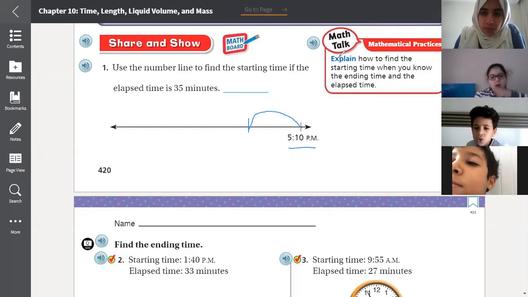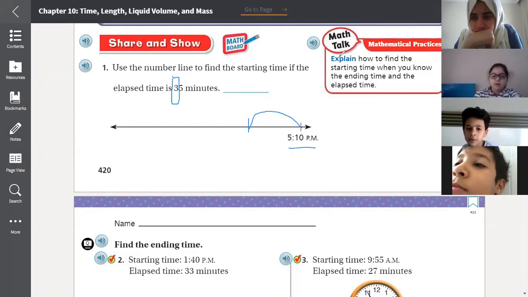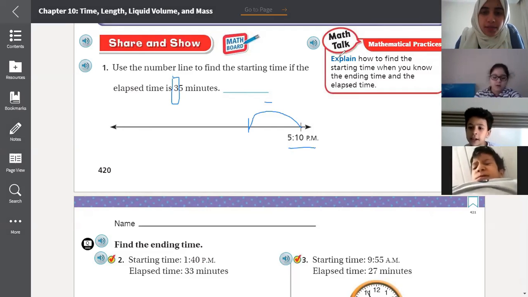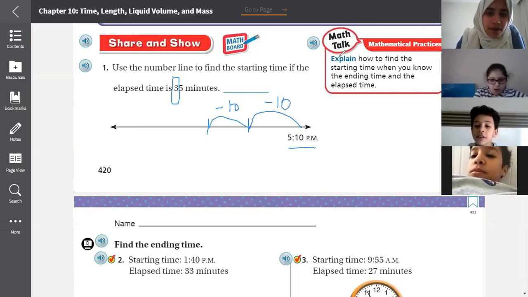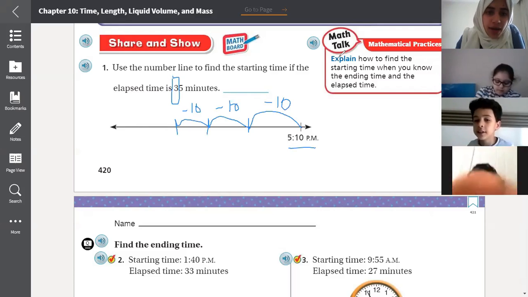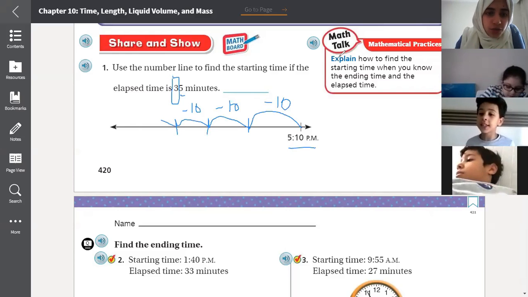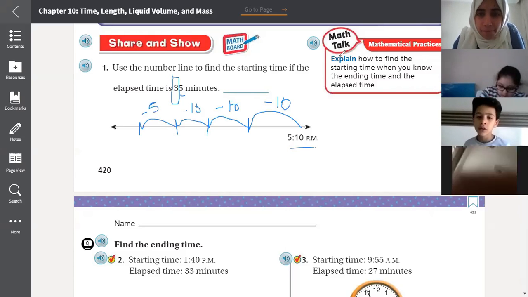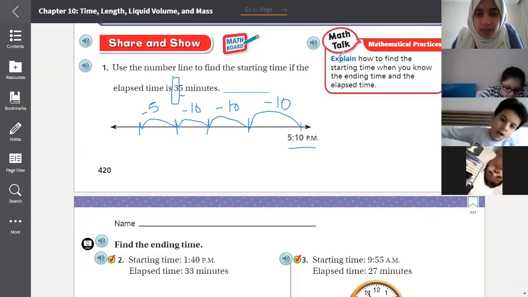How many do I have in the tens place? 3. So I have 30. I need to subtract by 10 3 times because I have 3 in the tens place. And how many do I have in the ones place? 5. So I need to subtract by 5 only once, right?